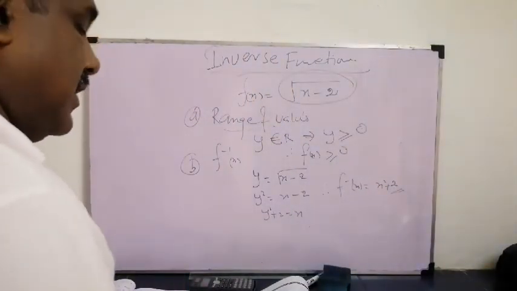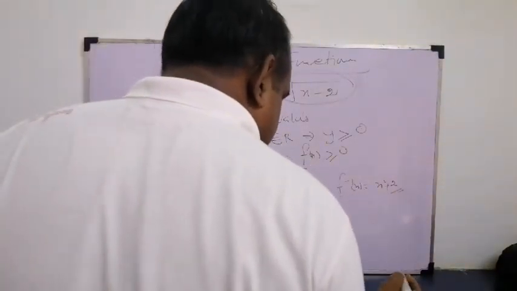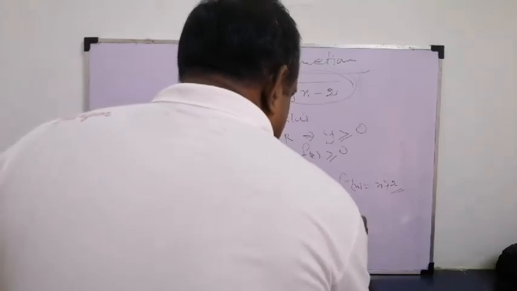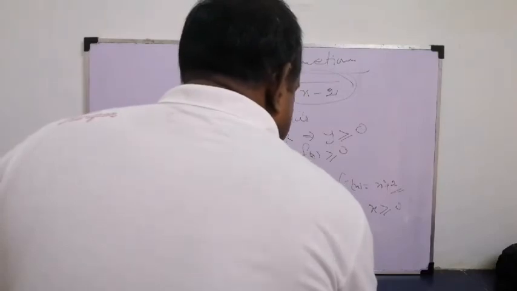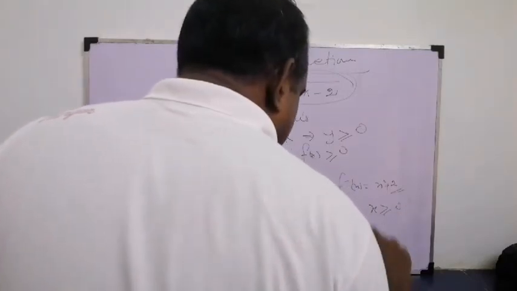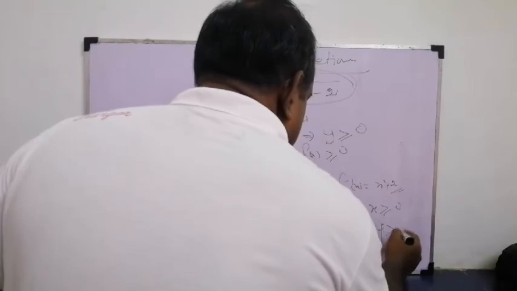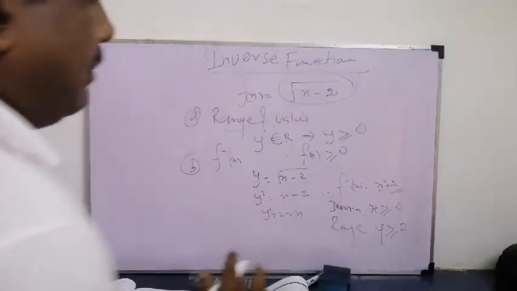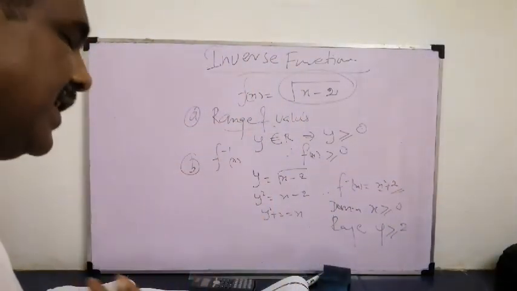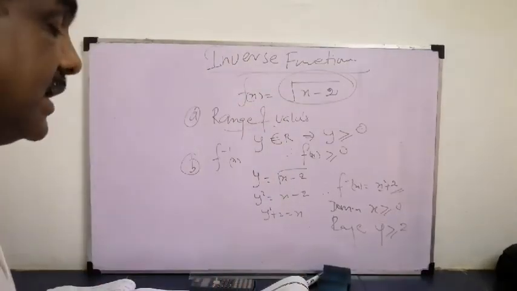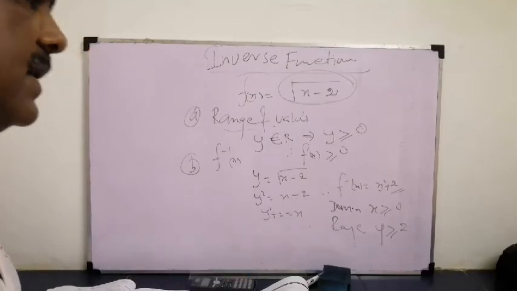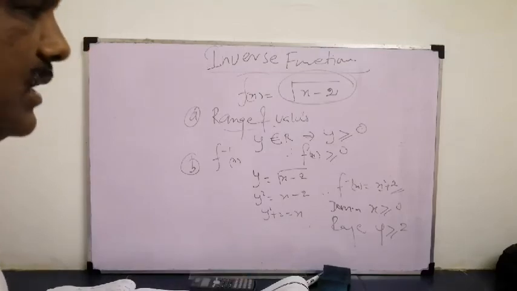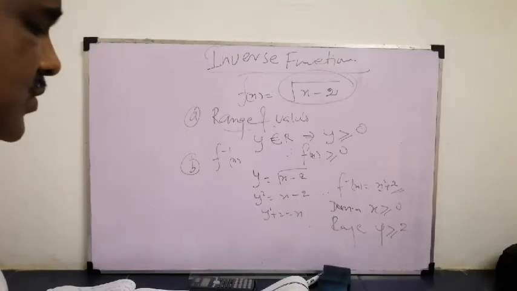The domain of the inverse is x greater than or equal to 0. The range is y greater than or equal to 2, since when x is 0 it gives 2, so 2 is the minimum value, and all values above that are satisfied as the range. If you substitute 1, you get 3; substitute 2, you get 4 plus 2, which is 6; substitute 3, you get 9 plus 2, which is 11. I don't want to do all of those and show you.